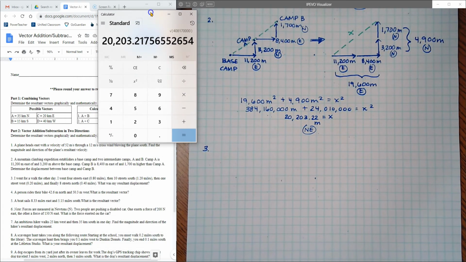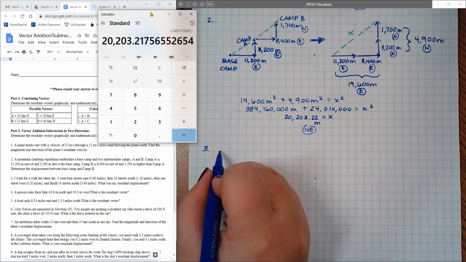Number 3 says, I went for a walk the other day. I went 4 streets east, which was 0.80 miles, then 10 streets south, which was 1.2 miles, then 1 street west, 0.20 miles, and finally 8 streets north, 0.40 miles. What was my resultant displacement?